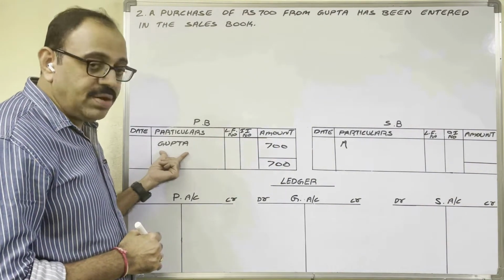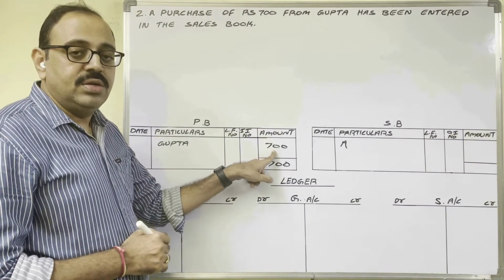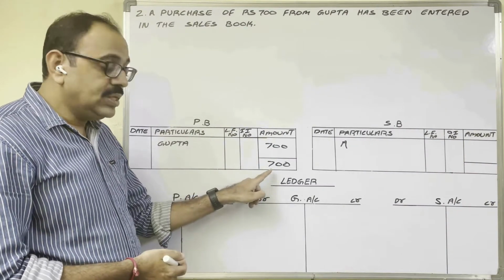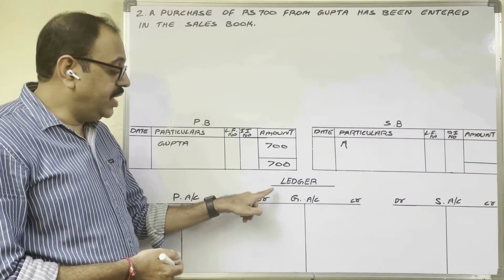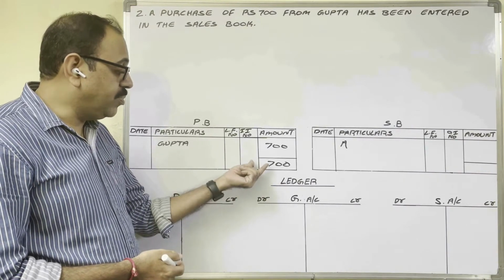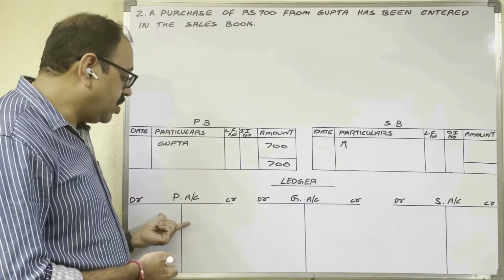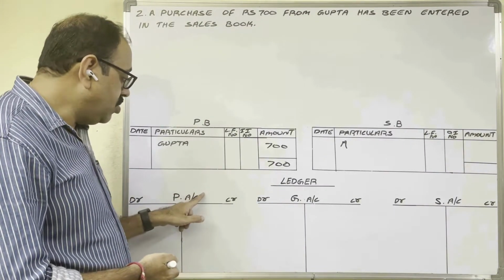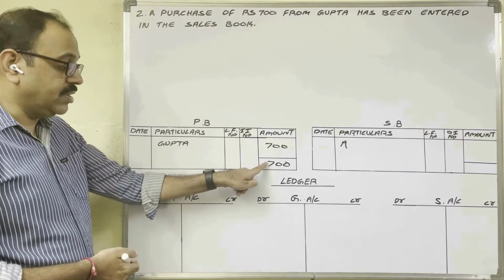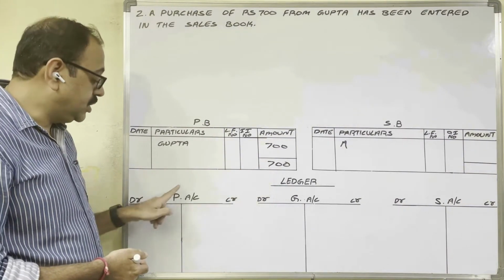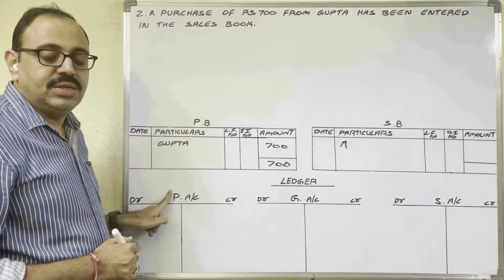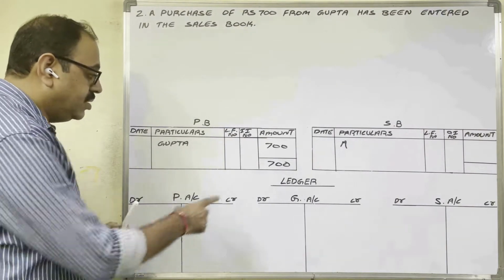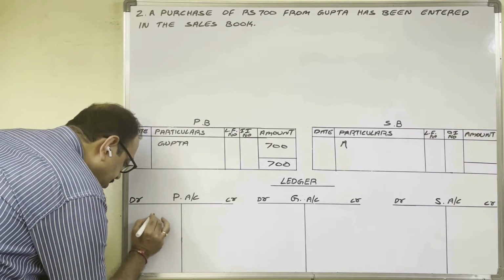Supplier's name Gupta, amount 700. Assume this is only the purchase transaction. Then total is 700. In the ledger, the firm posts this amount in the purchases account and in Gupta's account. In the purchases account, on the debit side we should post this total because purchase is an expenditure. Expenditure shows a debit balance. Debit side, this 700 rupees.